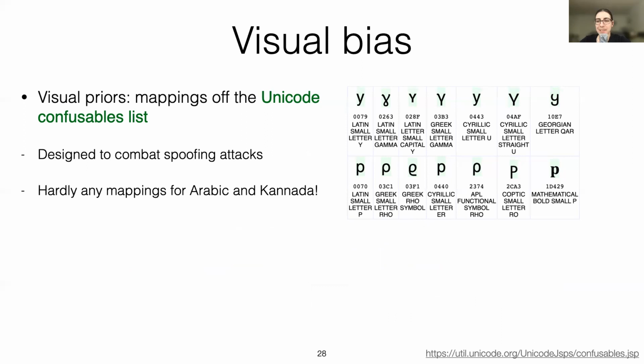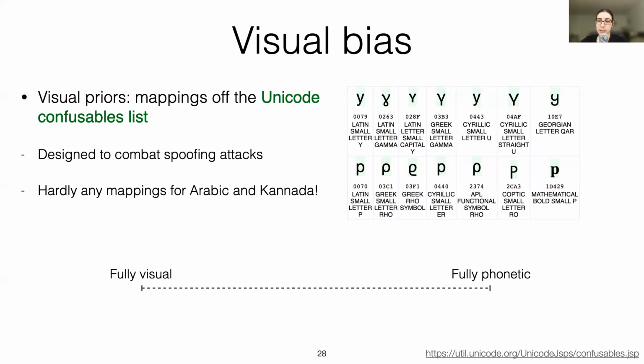Of course, this list is very restrictive. It only contains symbols that can be made nearly identical. So it doesn't capture the whole complexity of the visual substitution phenomenon. We do get a number of mappings for Russian here, but for Arabic and Kannada, we get only a couple each. So we're not going to have enough to compile visual similarity priors for Kannada and Arabic.